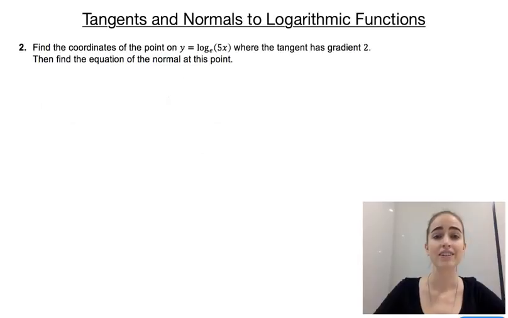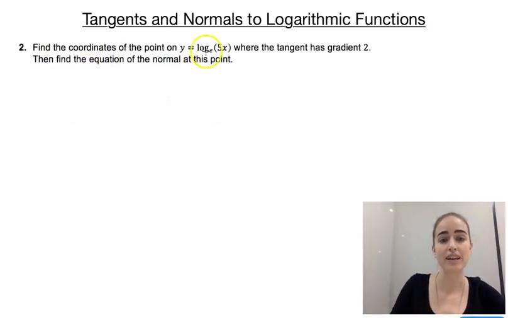Our second example is a little bit different. It's asking us to find the coordinates of the point on y equals log to the base e of 5x, where the tangent has gradient 2, and then it's asking us to find the equation of the normal at that point. So ignoring this second bit for a minute, we want to find the coordinates of the point on this function where the gradient is 2. So we're going to differentiate this.